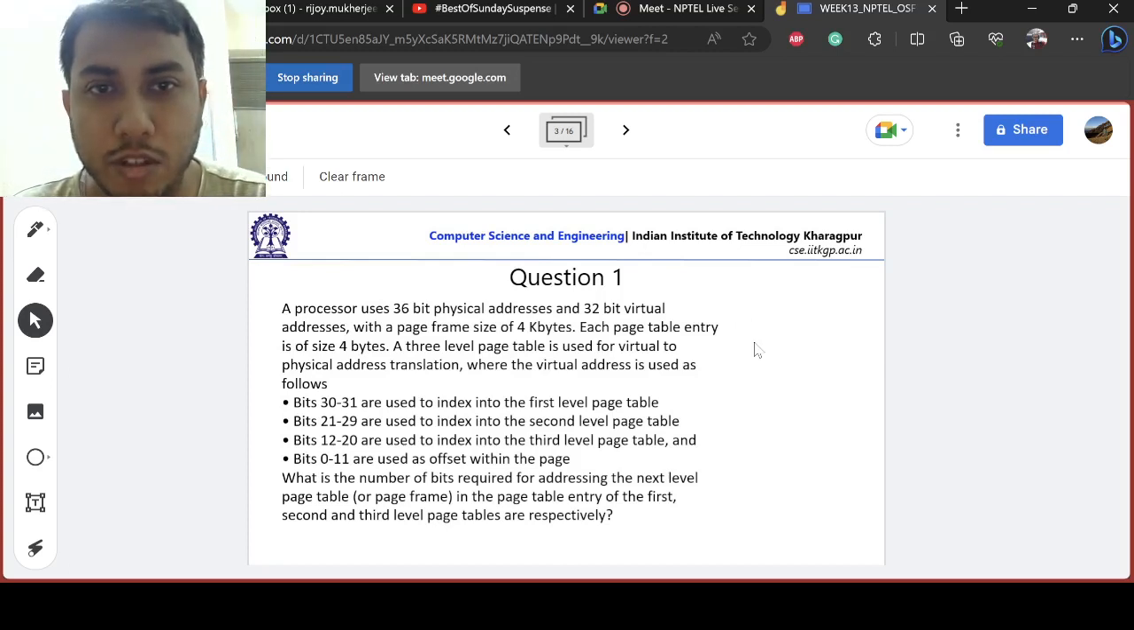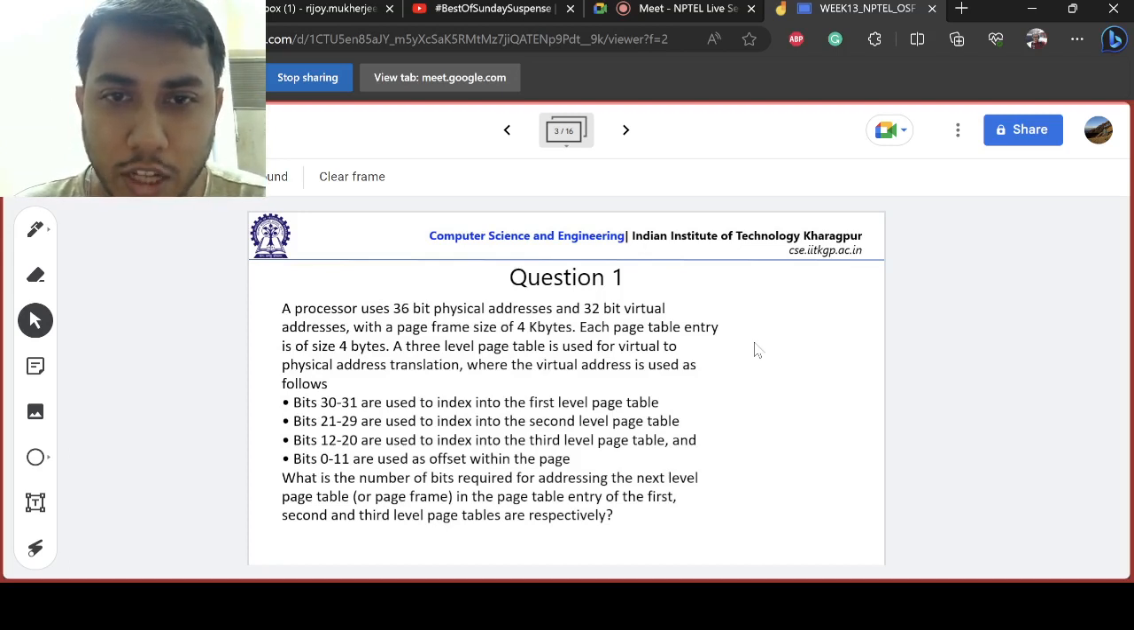A three-level page table is used for virtual to physical address translation, where in the virtual address, bits 30 to 31 are used to index the first level page table, bits 21 to 29 are used to index the second level page table, bits 12 to 20 are used to index the third level page table, and bits 0 to 11 are used as an offset within the page. What is the number of bits required for addressing the next level page table in the page table entry of the first, second, and third page tables respectively?